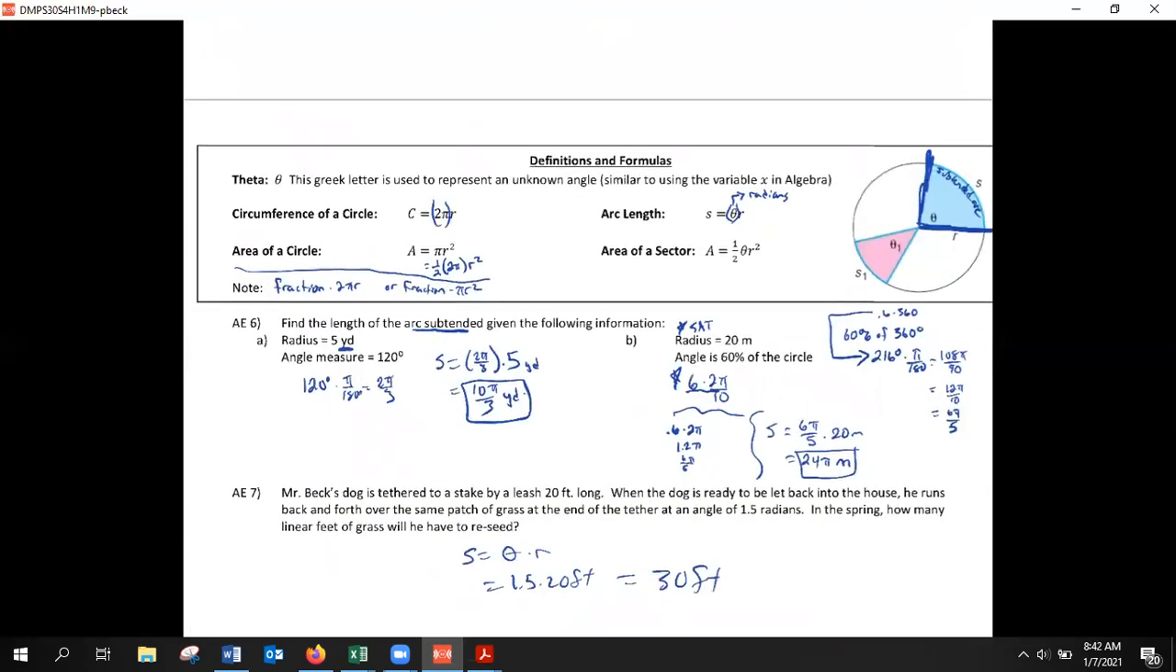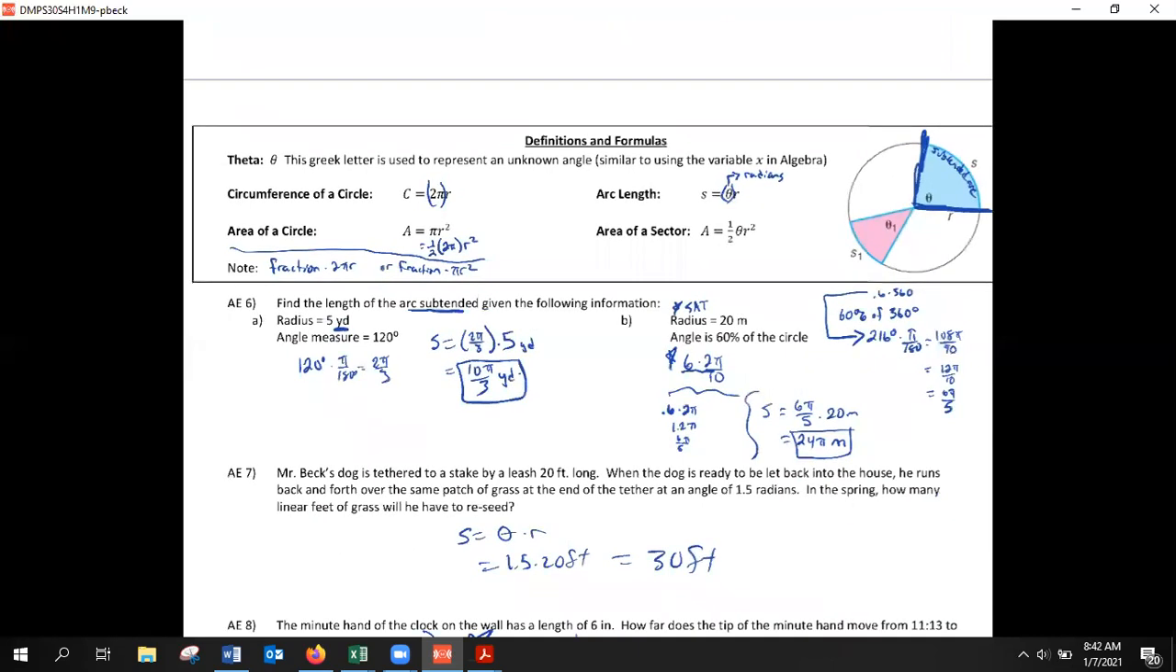All right. Our last section talks about arc length and area of a sector. We do have some formulas. The arc length of a circle is going to be theta times r. What is theta? Theta is a Greek letter that represents an unknown angle. It's kind of like the x that we use in algebra, except when it comes to angles, we use Greek letters because the Greeks were really very proficient with angles. So it comes historically back to them.